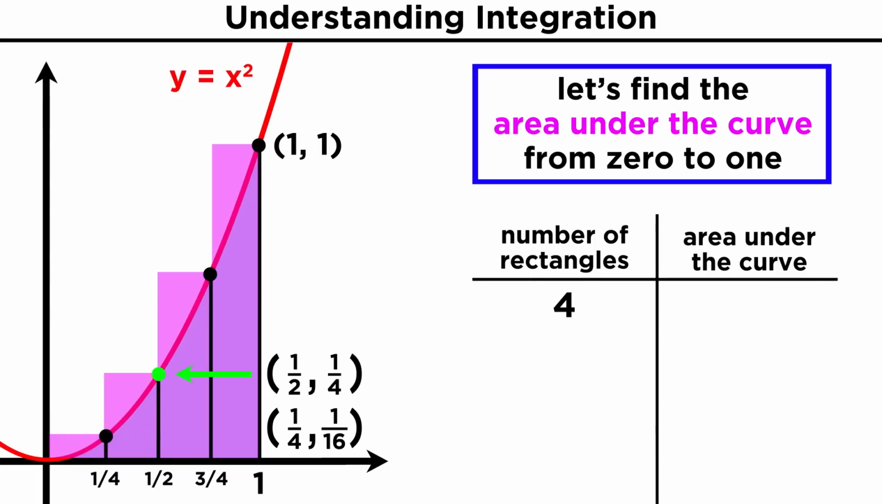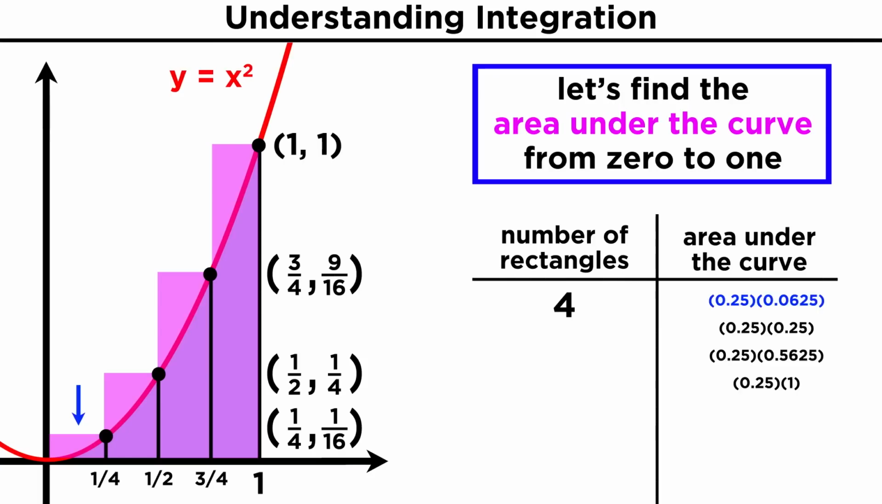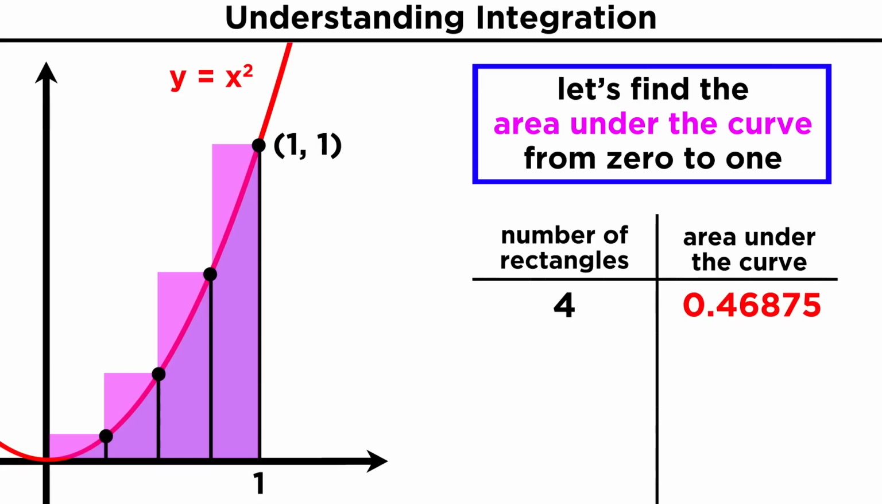The second rectangle has a height of 1/2 squared, or 1/4. The third rectangle has a height of 9/16, and the fourth has a height of 1. We know that the area of a rectangle is base times height, so we just multiply these values together to get the area of each rectangle, and add them up to get the total area. This is around 0.469. So this is our first rough approximation. We know that the true value is less than this because these rectangles stick out above the curve.